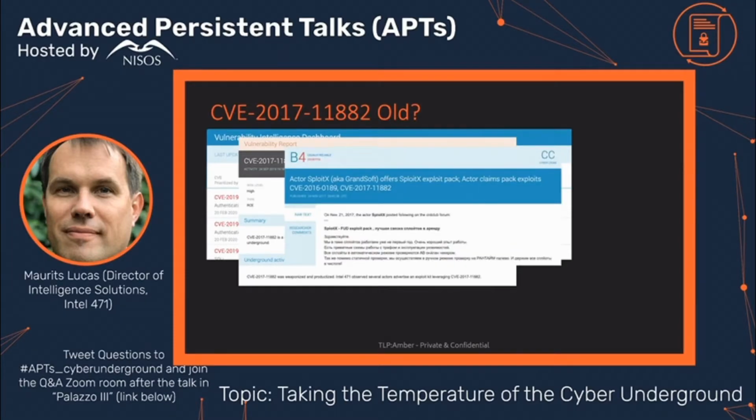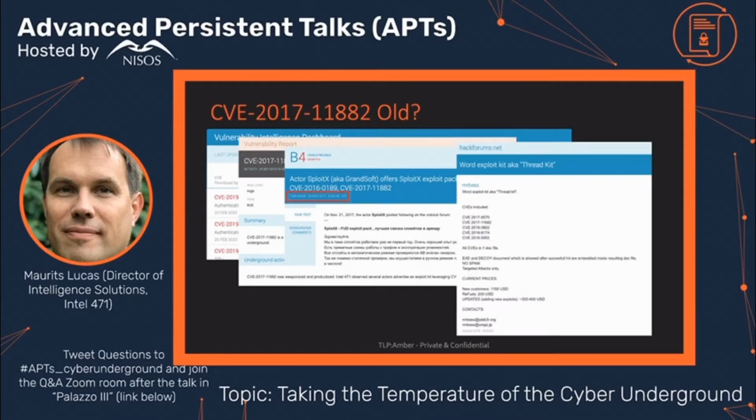For instance, here we have a report about an actor offering an exploit pack that actually contains that particular one of the vulnerabilities it's able to use, exactly that one, published on the 24th of November in 2017. Another one, an actor on hack forums offering another exploit kit for Word available, again with this vulnerability in it, dated in August 2018. So there's actually already several exploit kits using this particular vulnerability, and you basically should have patched this one by now.